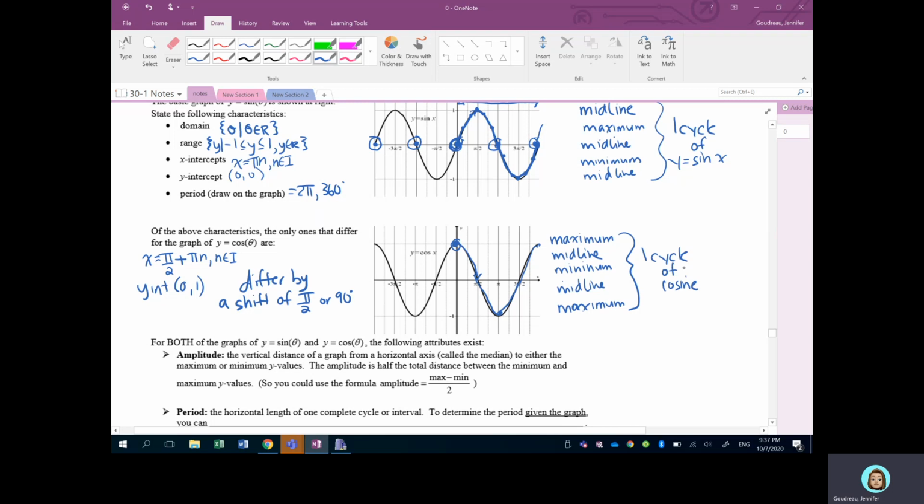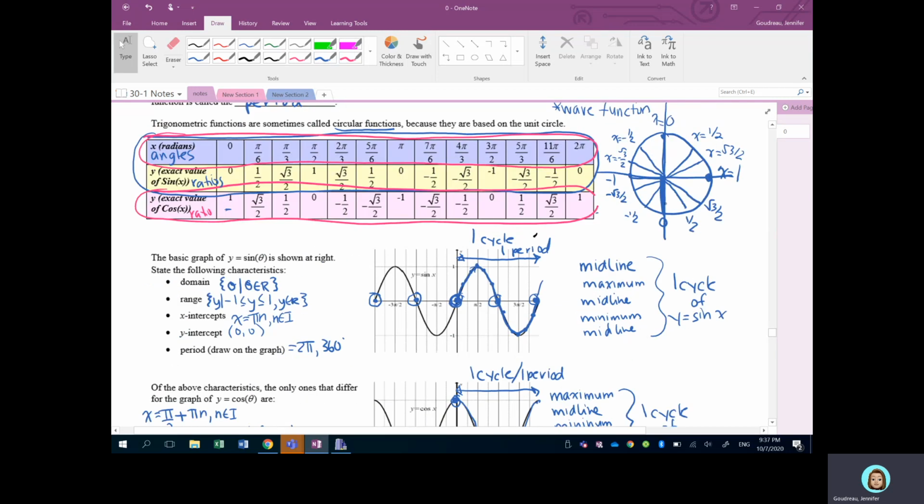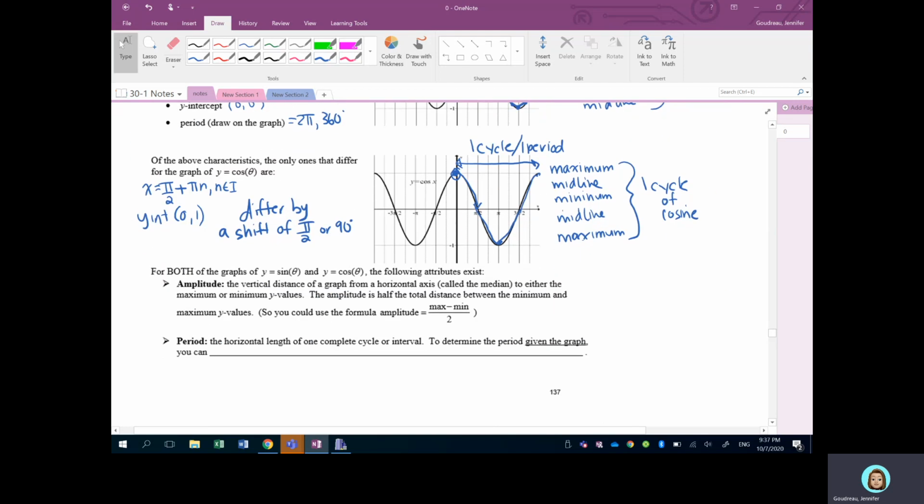And if we wanted to show that here as well, this right here is what it looks like graphically. This is one cycle or one period. So its period is the same. It's still 2 pi radians because it took us once around the unit circle to get one cycle of cosine.